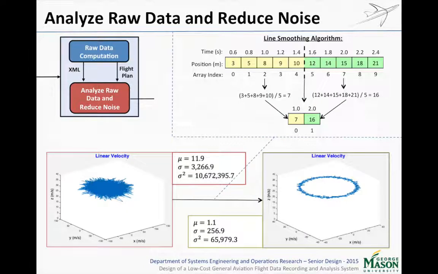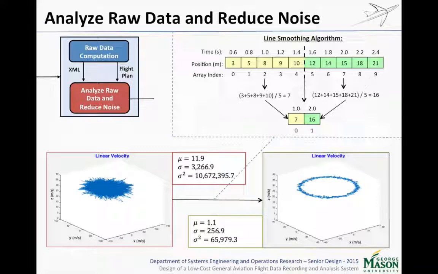So in order to reduce the noise of our simulation, we implemented the line smoothing algorithm that you see in the upper right hand corner of the slide. What we did is a very simple line smoothing averaging algorithm where we took 5 readings, like the 5 readings per second from a GPS, and condensed those down into 1 reading.